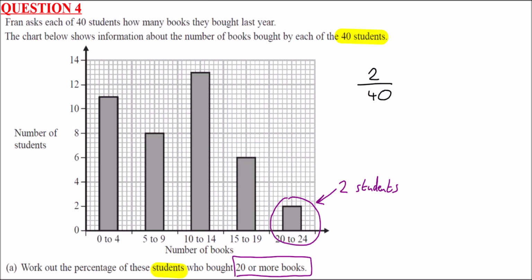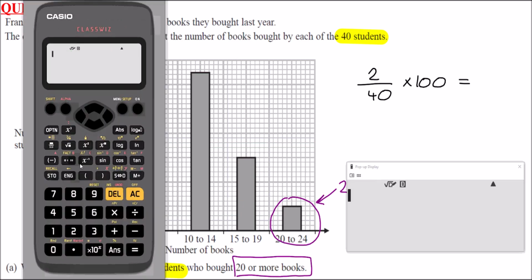But to change from a fraction to a percentage, we multiply that by 100. Now again, if you don't like this, use your calculator by all means. That's the whole idea of what a calculator is. It's a calculator exam, so treat yourself. So 2/40 multiplied by 100, that's going to give us 5%.